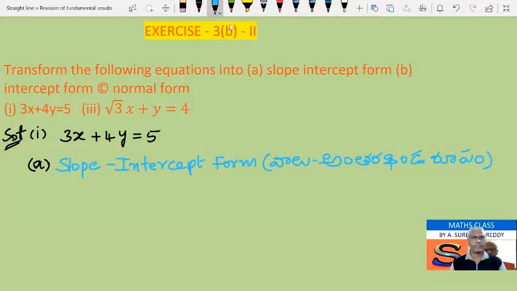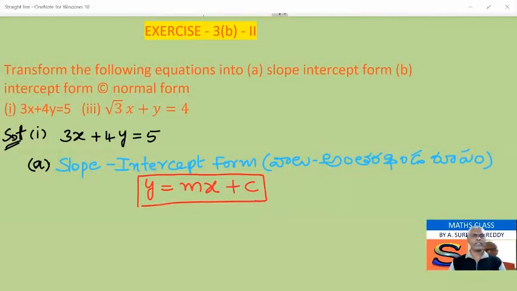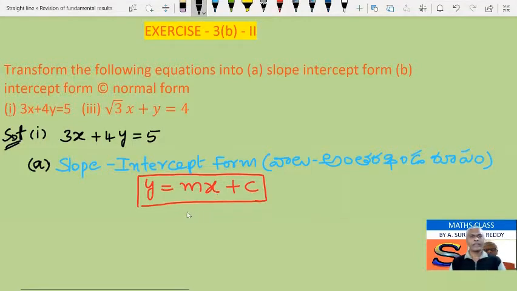So this is in the form of y = mx + c. So this form is slope intercept form. We have to convert the given equation into this form. The left side should be y and the right side x term and constant. So this is the slope intercept form.